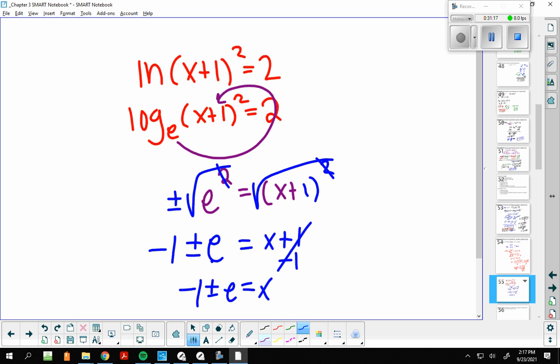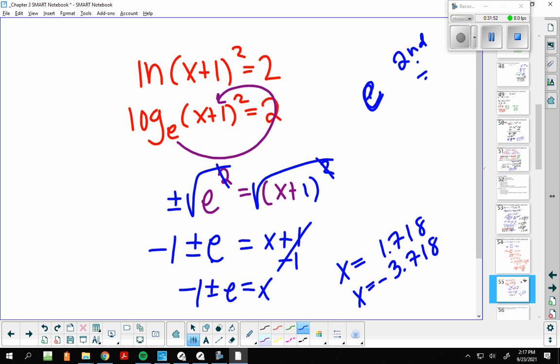But I think your book wants 3 decimal places. The e on your calculator is the second divide by sign. So e is second, and then the divide by key. That's where you get the e on your calculator. We don't want the e with the exponent. We just want negative 1 plus second divide and negative 1 minus second divide. And we get x equals 1.718 and negative 3.718. But we have to check our domain.